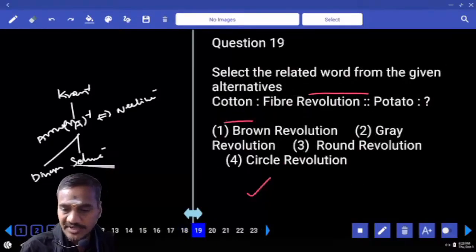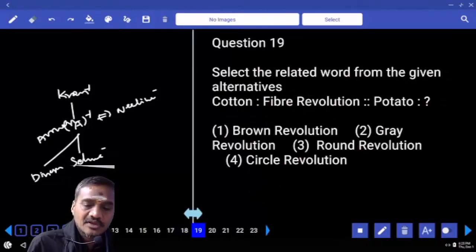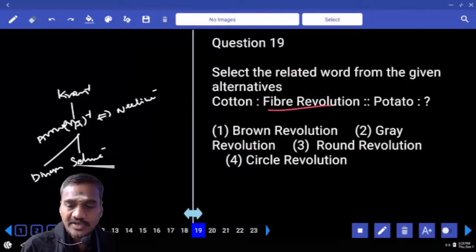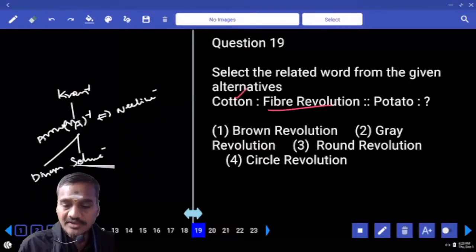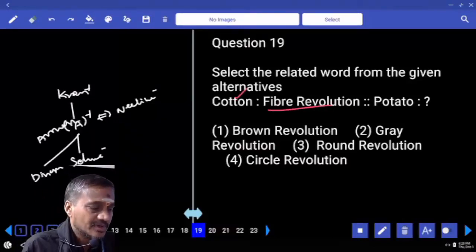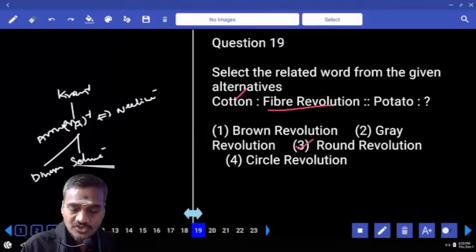Then the next one, question number 19. In this question, cotton stands for fiber revolution. The resultant of this one is cotton and potato, and it is round revolution, choice 3.